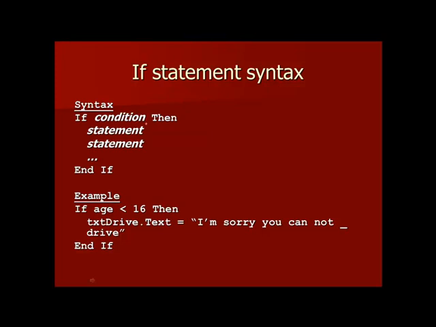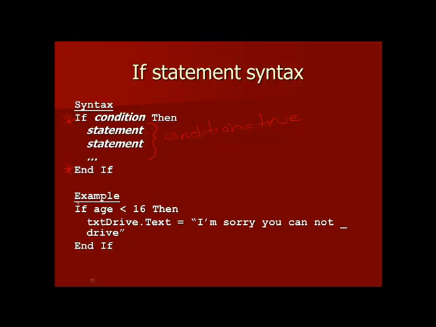So these statements will only occur if our condition returns true. Somewhere up here we're going to have a condition, we have a then, and then we perform these statements. And then you'll notice at the end you have an end if. And that's pretty important because for every if statement, you will always have an associated end if. Here's a simple example of how that works.